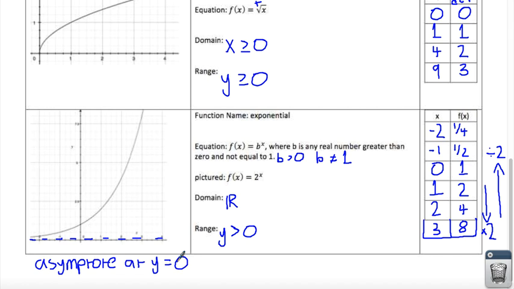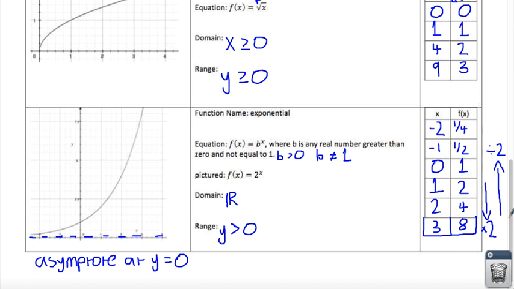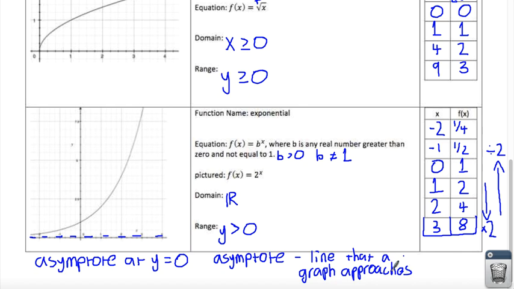And an asymptote, again, it's something we'll cover more later in the class, but I wanted to bring it up now. 1, because it's relevant, and 2, because I just like saying the word asymptote. But an asymptote is a line that a graph approaches. And usually we refer to asymptotes at like extreme y values. So no matter how far we go to the left, if we keep going, the graph will never touch the line y equals 0.